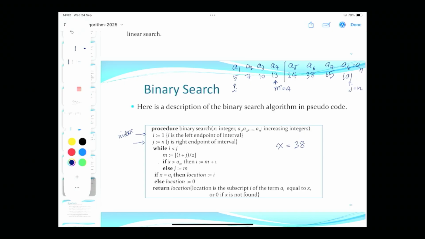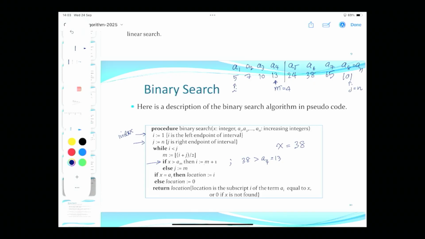So where are we? Here. Checking if x is greater than am. That means whether 38 is greater than a4 or not. What is a4? 13, right? So it checks if x, which is 38, belongs to the first half of the list or not, by comparing with the largest element in the first list, which is 13. And we see that 38 is not in this list, so yes, x is greater than a4.